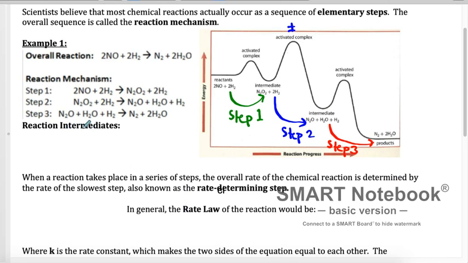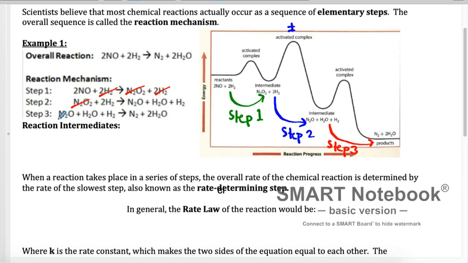As mentioned before, the intermediates appear in the elementary steps, but not in the overall reaction because they form and are consumed within the mechanism, meaning they get crossed out. So if we look, for example, at our N2O2, we can see this get crossed out because it appears as a product, but in step two, it appears as a reactant. Same with the hydrogens here. We can cross those out.